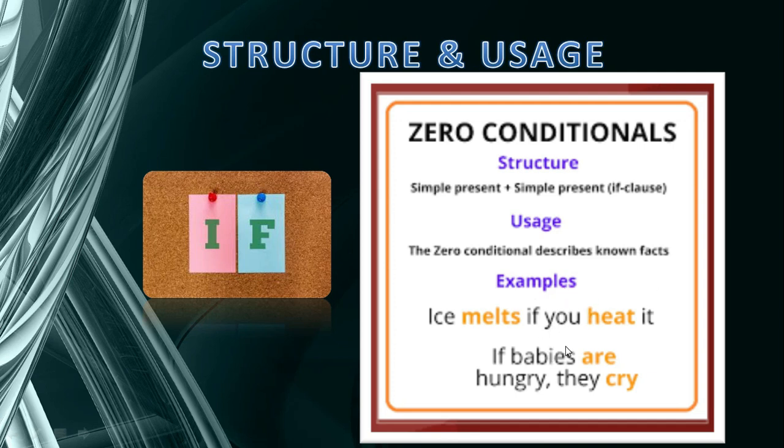The second example is, if babies are hungry, they cry. Now see, definitely babies cry when they are hungry. So this is also zero conditional, because this is a fact. If babies are hungry is simple present tense. They cry is simple present tense. In both the sentences, you can see the if clause is in simple present, and the result, the second clause, is also in simple present.